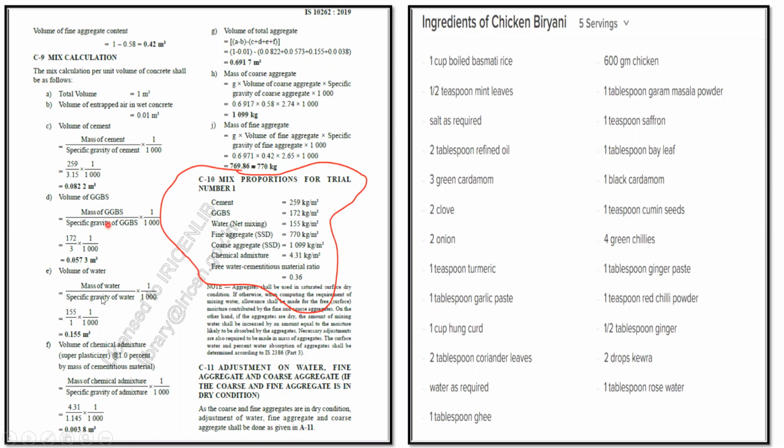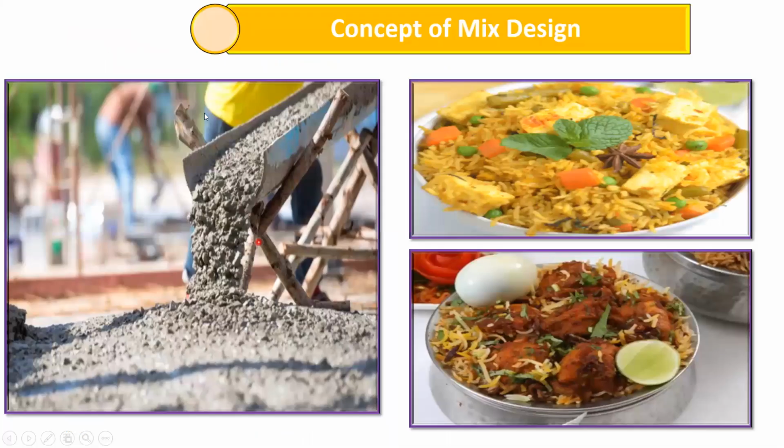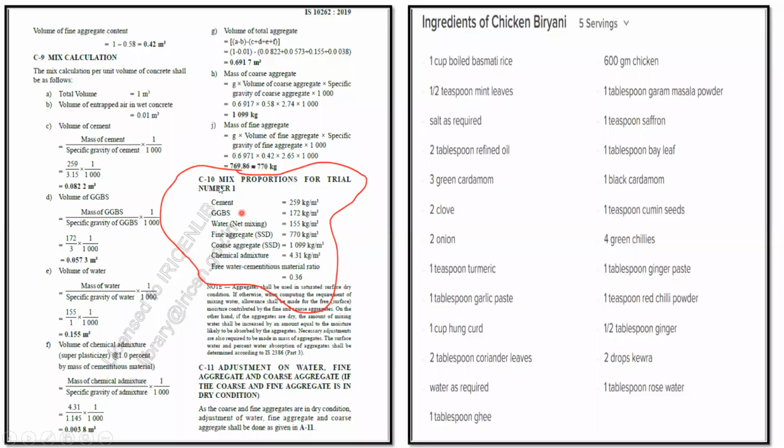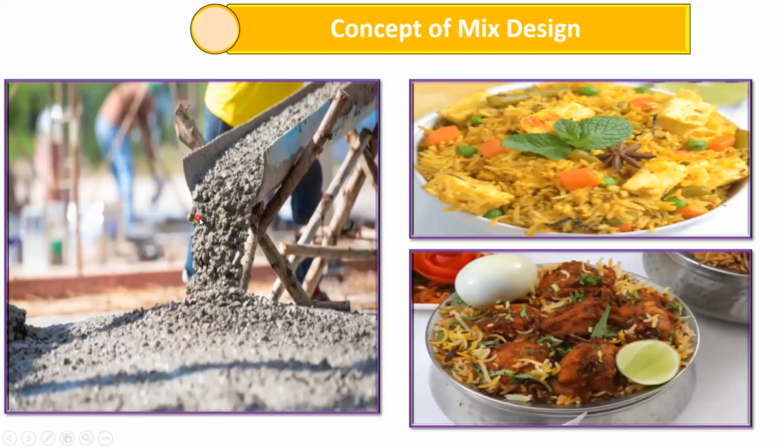And these are the steps that you need to consider. And then we'll try to come up with this final product. This is my final mix proportion, right? And once I prepare this, this is my final product. This is my concrete what I get. If I try to prepare a concrete with the help of the cement, GGBS, and all, this is my final product. Same thing is with this also.